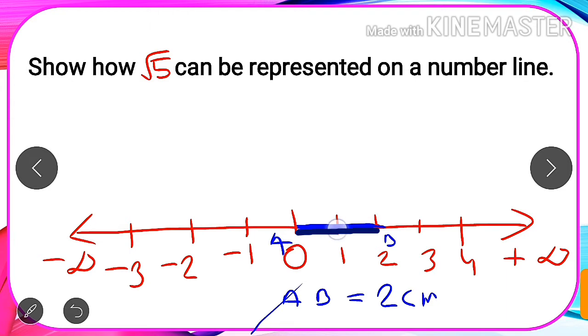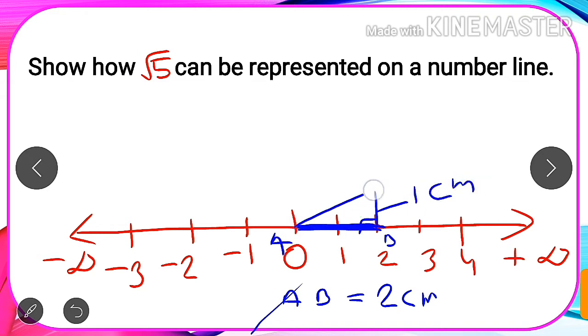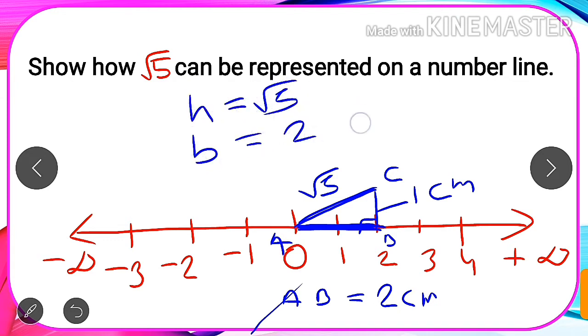After drawing a base which is 2 centimeter in length, we need to draw the perpendicular, which will be 1 centimeter in length. We can use a protractor or compass, and we will draw a 1 centimeter perpendicular on this point, that is B, at 90 degrees. After drawing this, we will join this line, and if we point it as C, then AC will be the hypotenuse, and here the hypotenuse will be root 5, because before this we have already proved that if our hypotenuse is root 5 and our base is 2 and our perpendicular is 1, then it will satisfy the Pythagoras theorem.